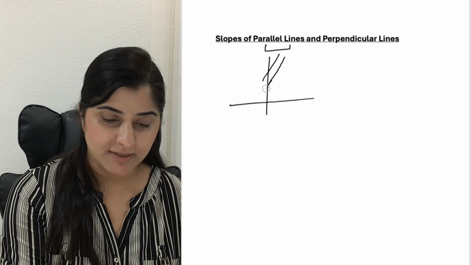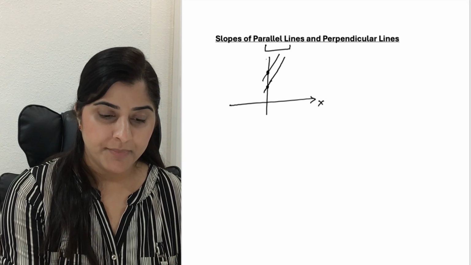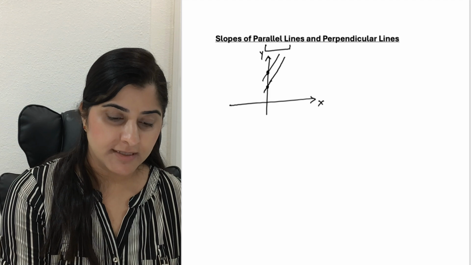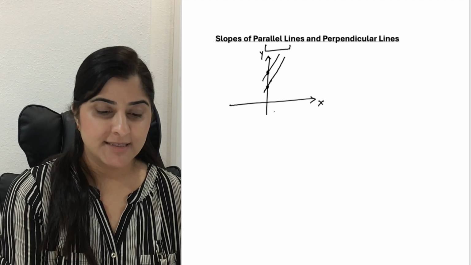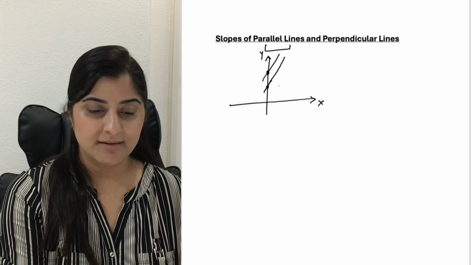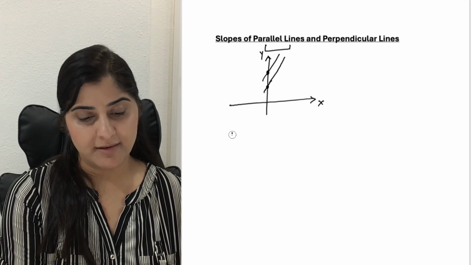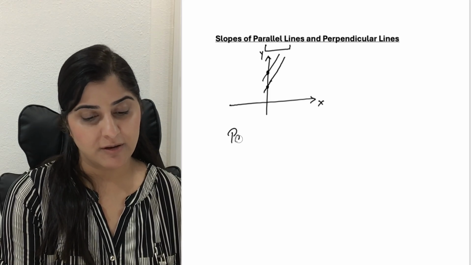If these are the two lines, the steepness of both lines is the same, only where they are crossing the y-axis, that point is different. So you can say that these are parallel lines. So what is the relationship between the slopes of parallel lines? They have the same slope.